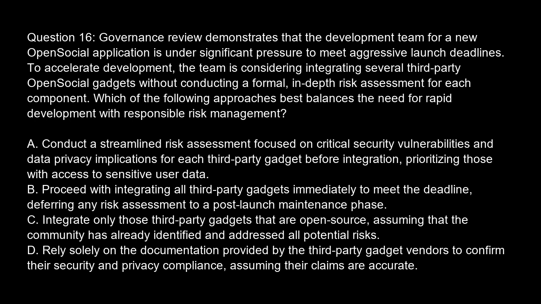Option B. Proceed with integrating all third-party gadgets immediately to meet the deadline, deferring any risk assessment to a post-launch maintenance phase. Option C. Integrate only those third-party gadgets that are open source, assuming that the community has already identified and addressed all potential risks. Option D. Rely solely on the documentation provided by the third-party gadget vendors to confirm their security and privacy compliance, assuming their claims are accurate.